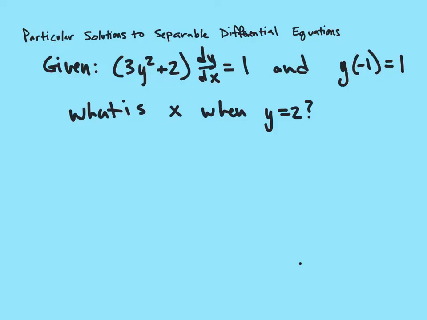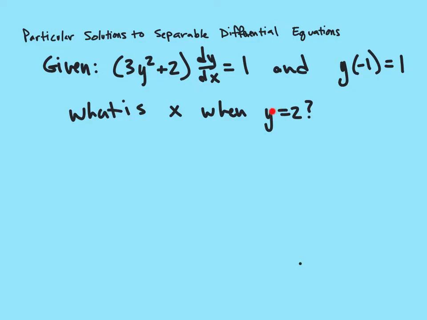Okay, on a problem like this, we're finding particular solutions to separable differential equations. So this is your differential equation. Now I know this is a differential equation because it is an equation that has a derivative in it. We also have this initial condition, okay? Knowing that we have this function or this equation y, when we plug in -1 for x, we get 1 for y. So using this information and our differential equation, we are trying to figure out what is the x value when y is equal to 2 of that function.